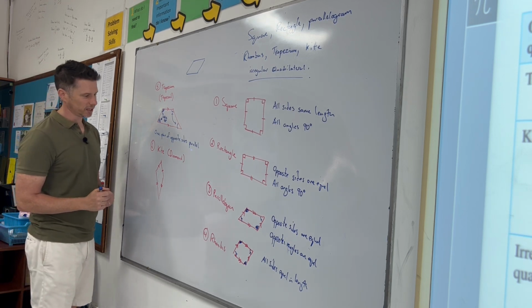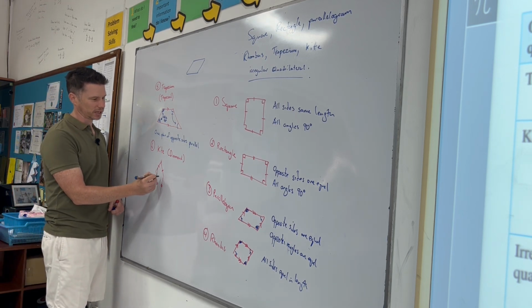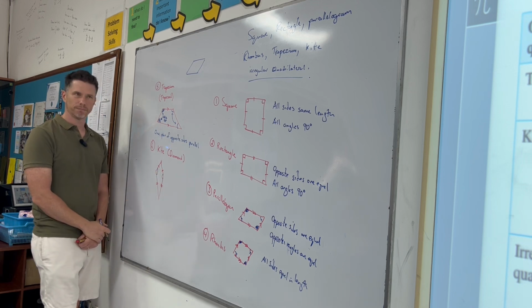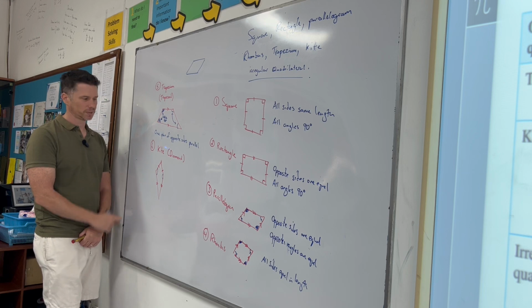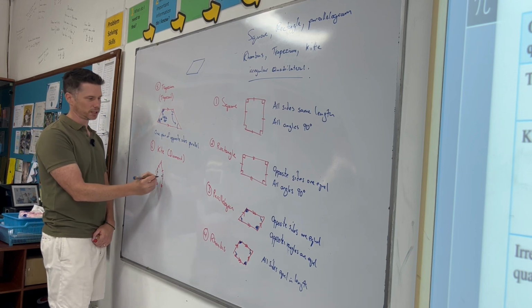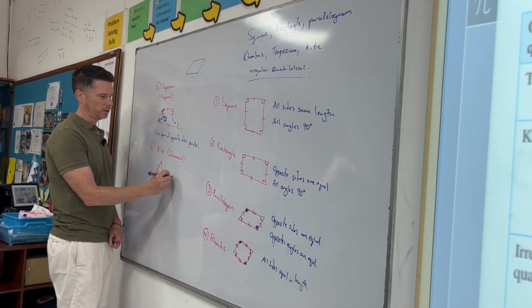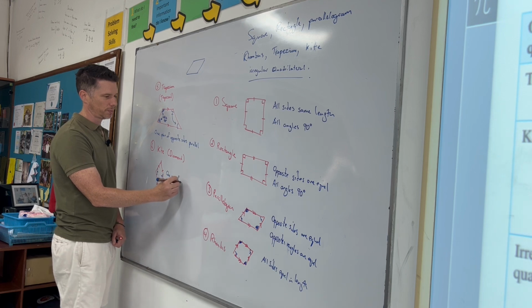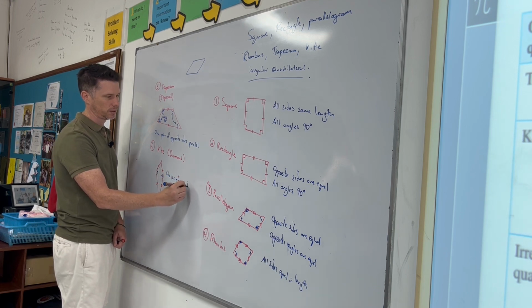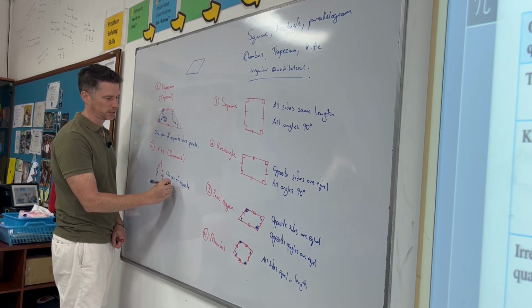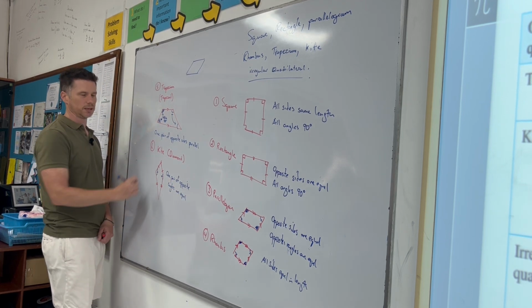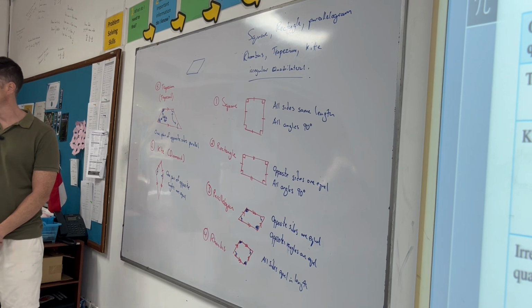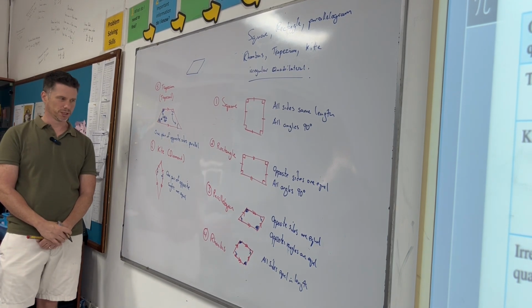The key thing about a kite that we must remember is that this angle and this angle are the same, but not the top angle and the bottom angle. The two angles here are the same. So it's one pair of opposite angles are equal. And that's the pair that meet in the middle of the kite, if you want, not the top and the bottom. The top and the bottom will be different lengths.